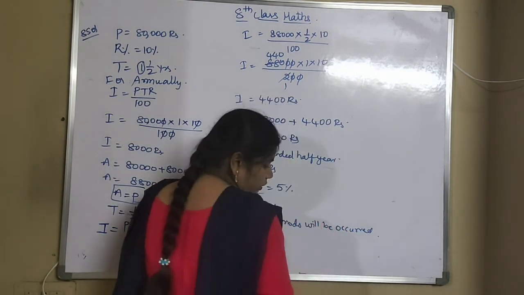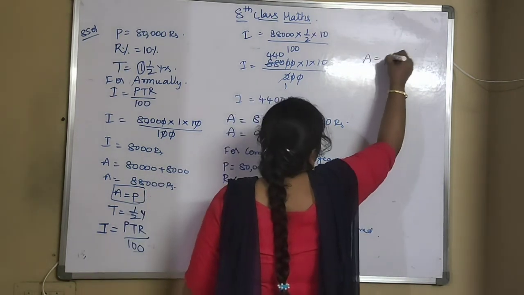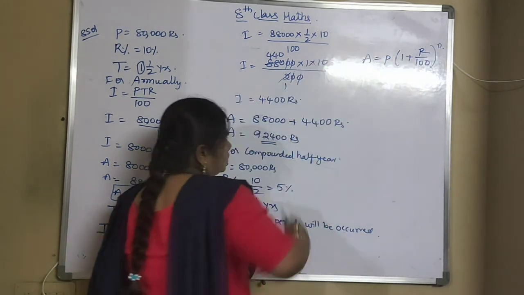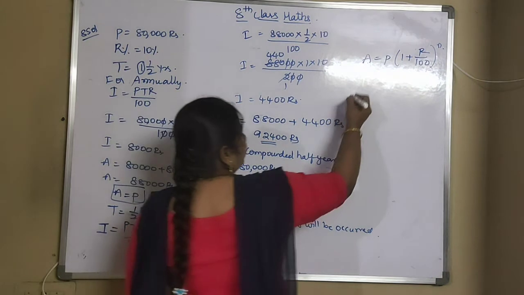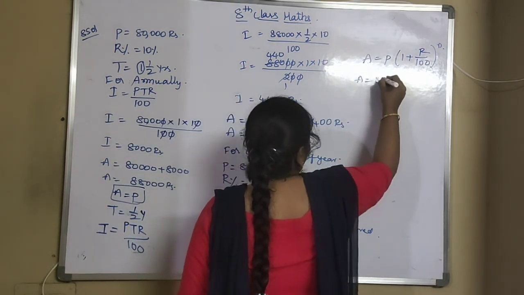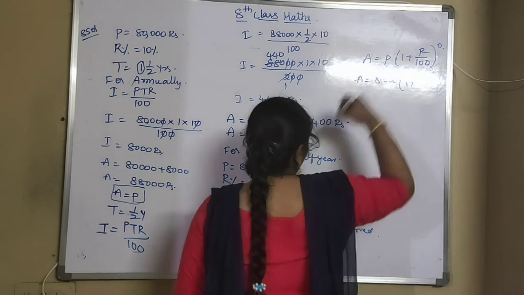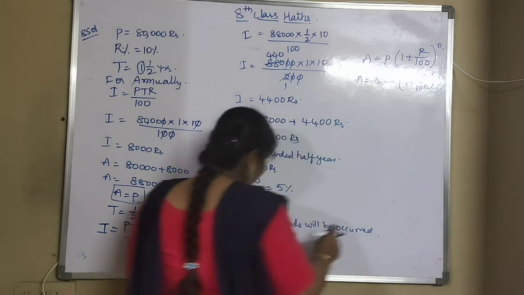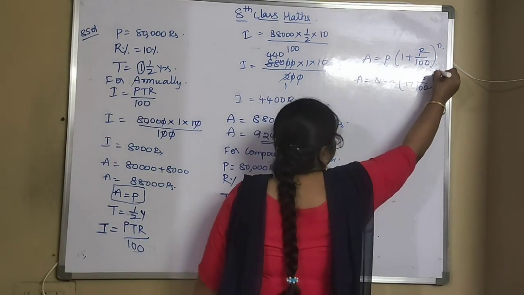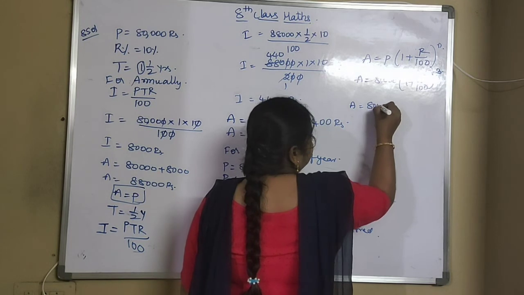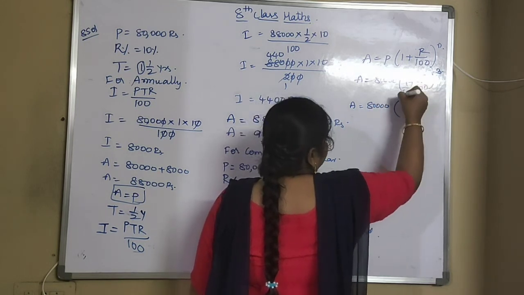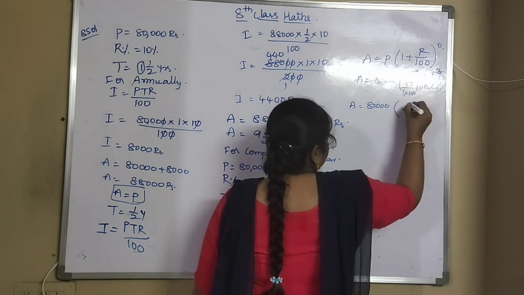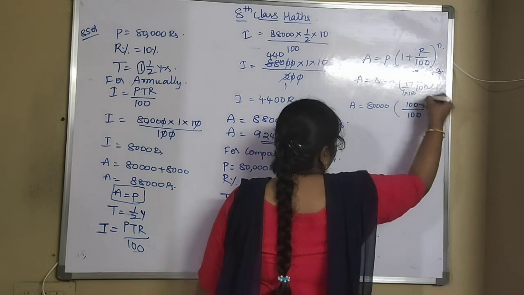Now we are finding compounded half yearly. So which formula we are using here? A is equal to P into 1 plus R by 100 to the power of N. So this formula we are using. So amount value we have to find. Principal value is 80,000. 1 plus rate of interest is 5 by 100 to the power of N value, you got it as 3. Okay, so A is equal to 80,000. Take the LCM here. 100 will be the LCM. So 100 plus 5 by 100 to the power of 3.